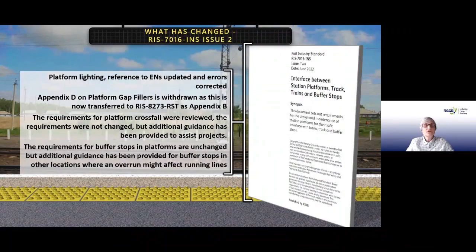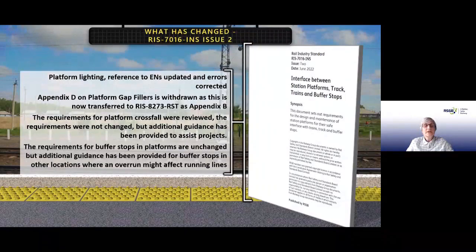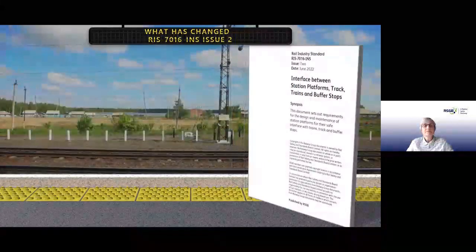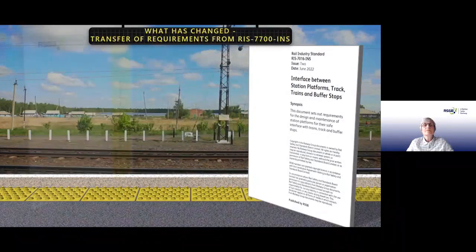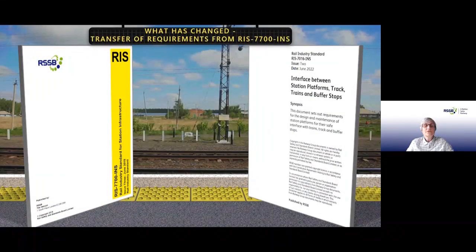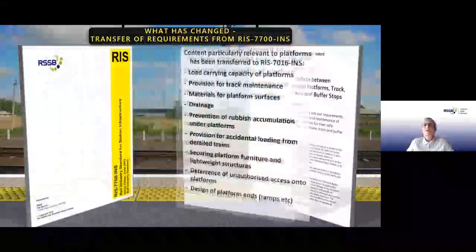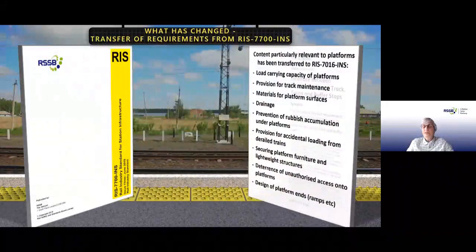Also, at the request of industry, we looked again at the requirements for buffer stops, particularly in areas which are not platforms, but where an overrun might affect running lines, and we've added additional guidance to cover that case. We've also transferred from RIS 7700, which is a generic document on station infrastructure, the content that was particularly relevant to platforms. So that's now in 7016.